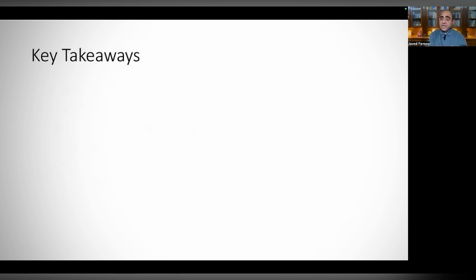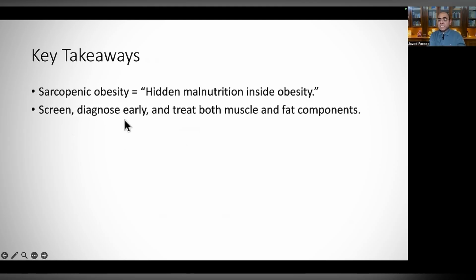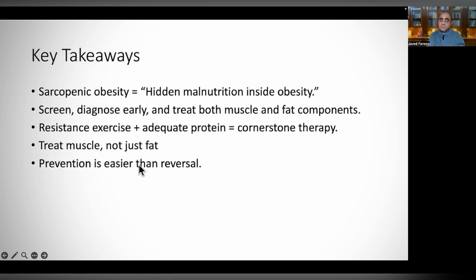So the key takeaways from today's discussion are: sarcopenic obesity is the hidden malnutrition inside obesity. Screen, diagnose early and treat both muscle and fat components. Resistance exercise plus adequate protein is the cornerstone therapy. And treat muscle, not just fat. Prevention is easier than reversal.